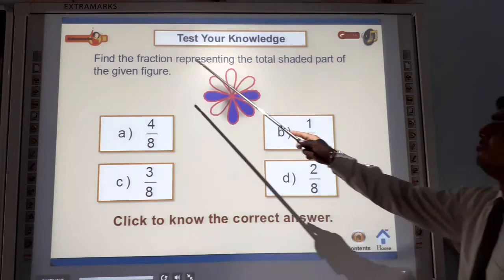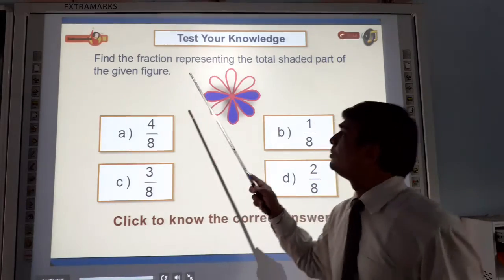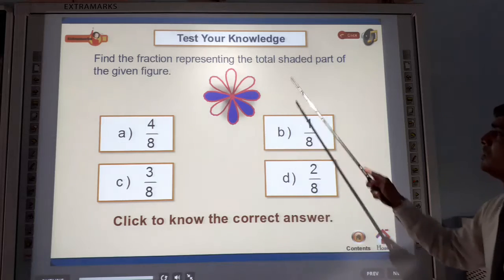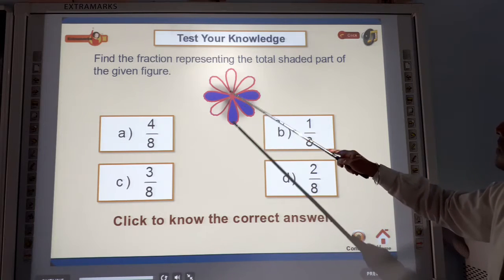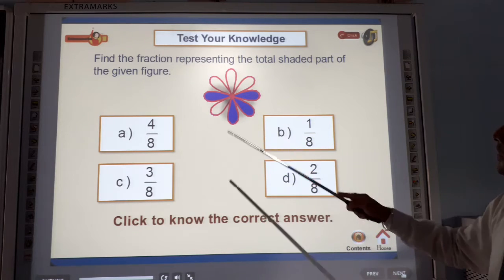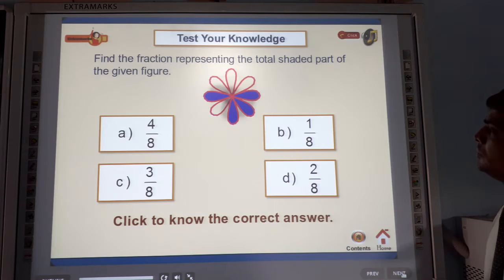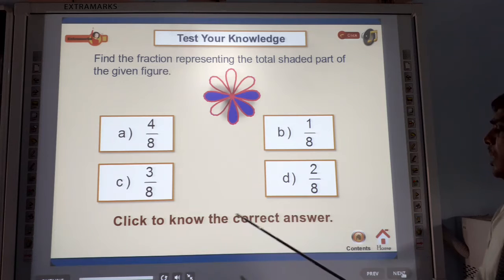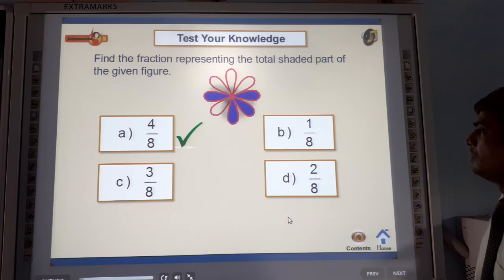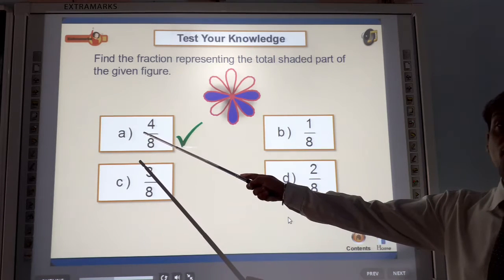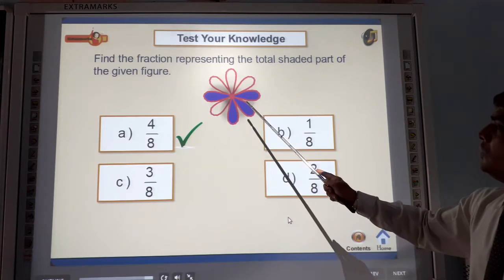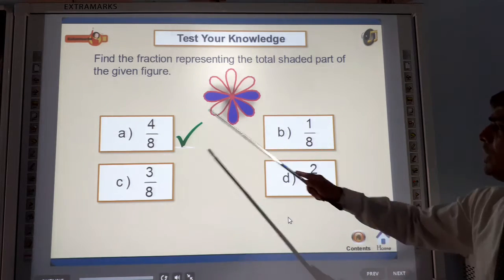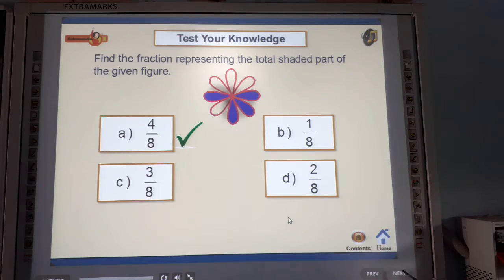Test your knowledge. Find the fraction representing the total shaded part of the given figure. Total parts 8 and shaded part 4. The correct answer is A, 4 upon 8. Number of shaded parts is 4 and number of total parts is 8.